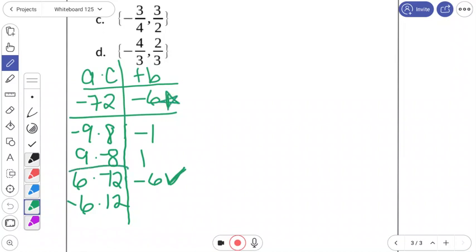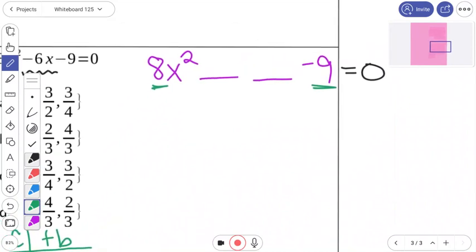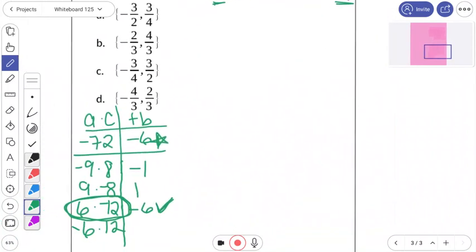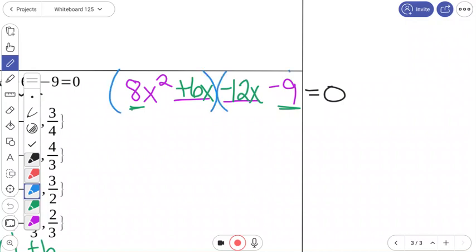So I can stop looking, and I know that I'm going to be using a positive 6 and a negative 12. So I come back up here, and I know I am going to be using a plus 6x and a minus 12x. All right, so we broke apart our b value into the appropriate terms. We're just going to group these together.